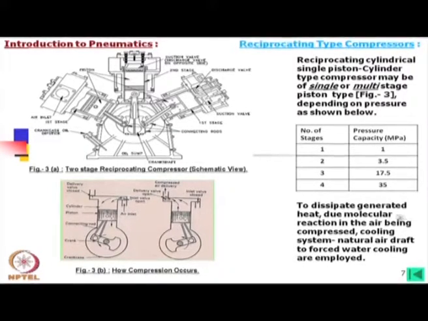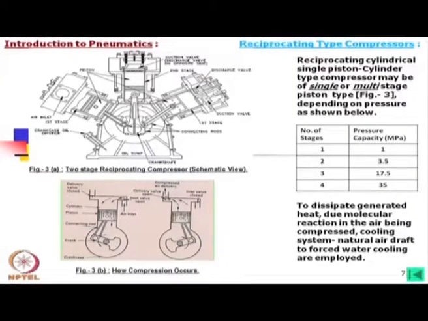To dissipate the heat generated due to molecular reaction in the air being compressed: if you compress the air, you will find that heat is being generated. Cooling systems, from natural air draft to forced water cooling, are employed.